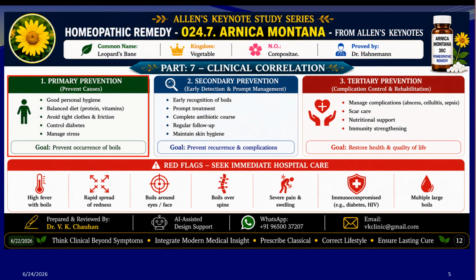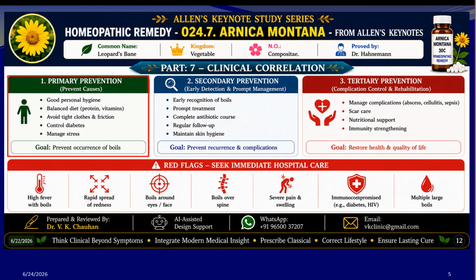So the very first thing is the primary prevention because homeopathic doctors are practicing in the primary healthcare management system. You are present at the doorsteps of the patient. So you are the first contact. You have to teach them the health promotion things, and those are good personal health care, the importance of balanced diet, especially the protein, vitamins, and minerals, about their clothing, avoid tight clothes, avoid synthetic clothes, always wear cotton clothes, avoid friction.